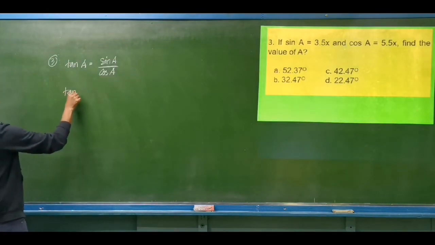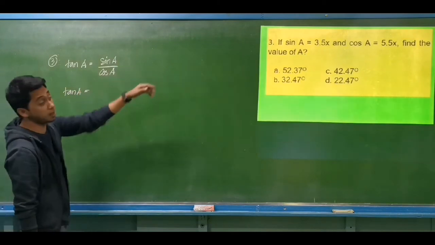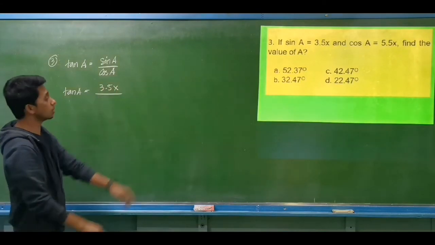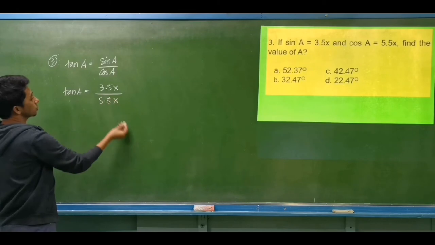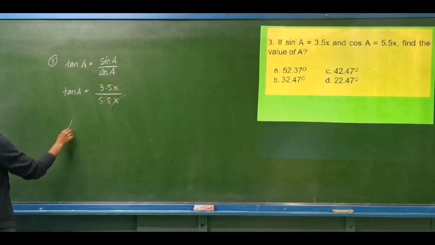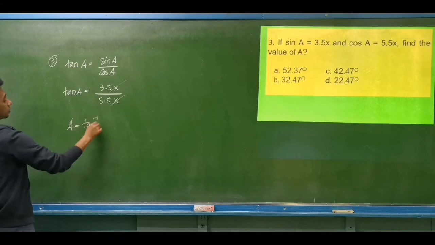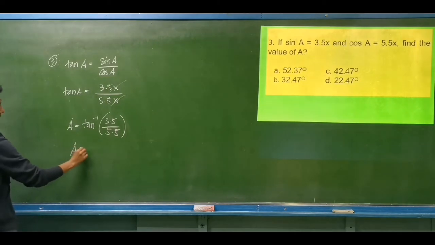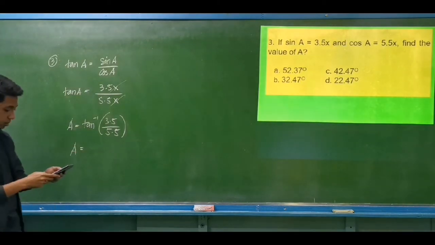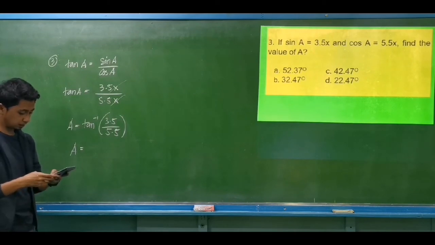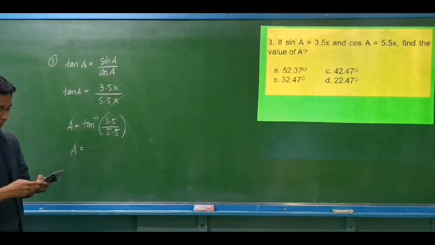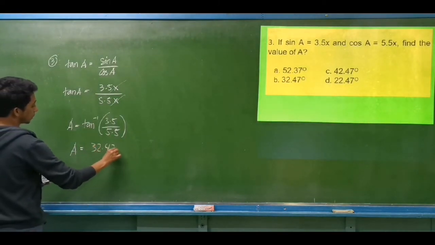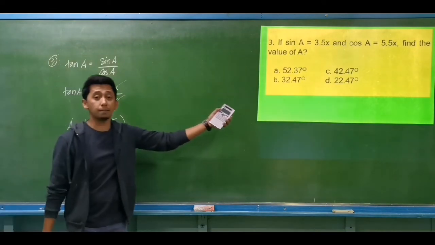So this is the tangent of angle A, equivalent to sine A, that is equal to 3.5 of x, over cosine A, that is, we have 5.5 of x. So we can cancel your x. So we have now the angle A is shift tangent of 3.5 divided by 5.5. Ayun lang naman ito. Ang sagot natin dito is equal to 32.47 degrees. On our choices, we have letter B.